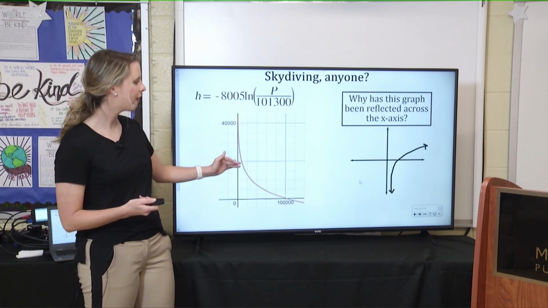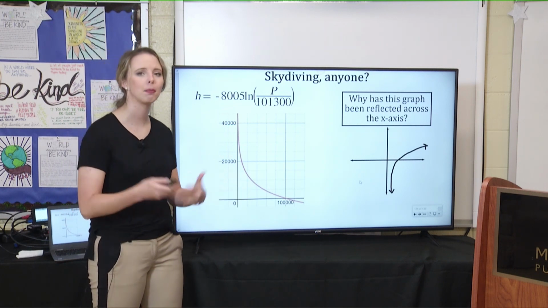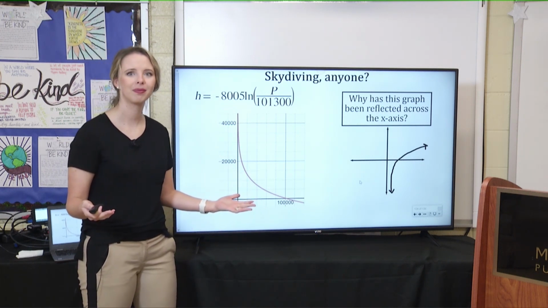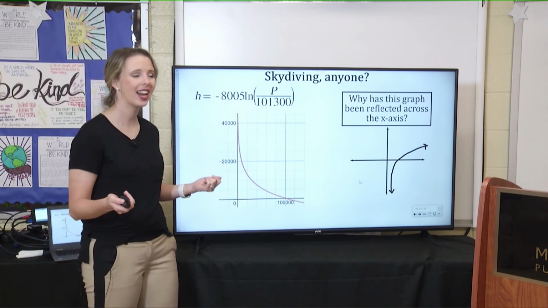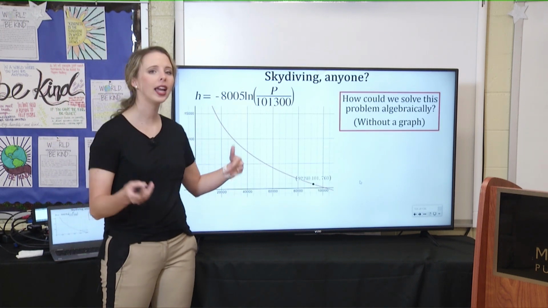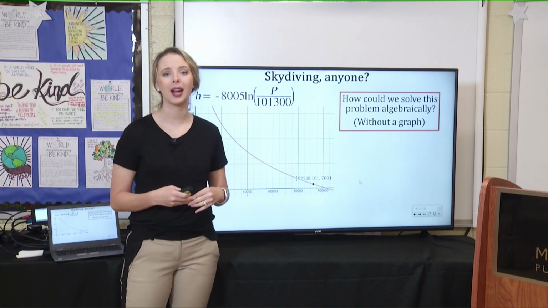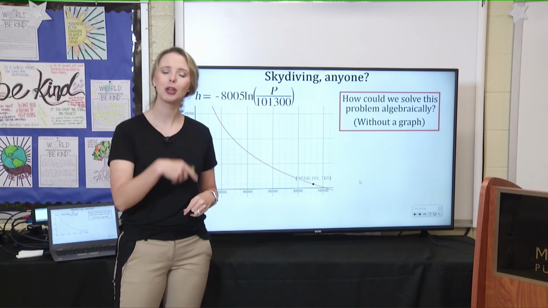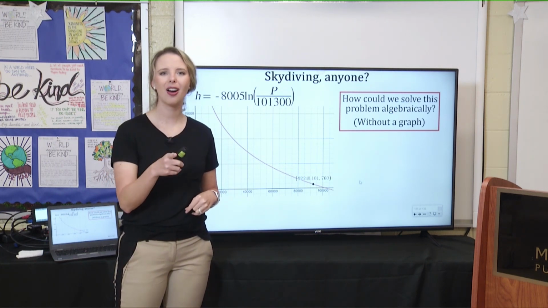So this graph has now been reflected across the x-axis, but why? We had a negative, right? We haven't had a negative before. So, like I said earlier, we don't know how to solve this problem algebraically yet, but we're going to. So tune back in next week and stay home and stay safe.